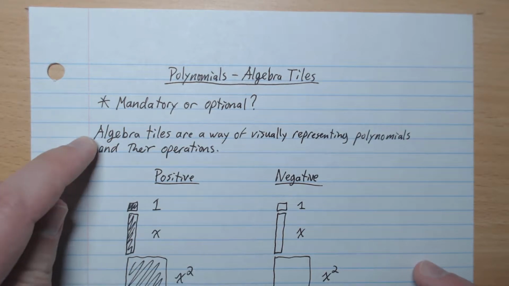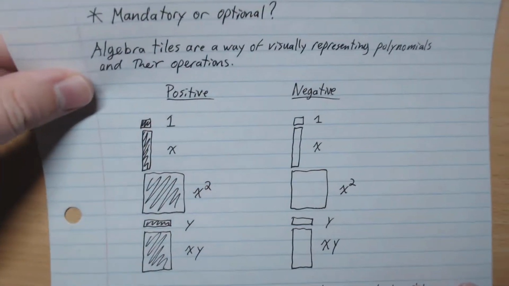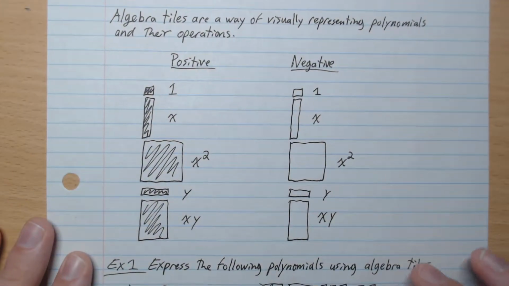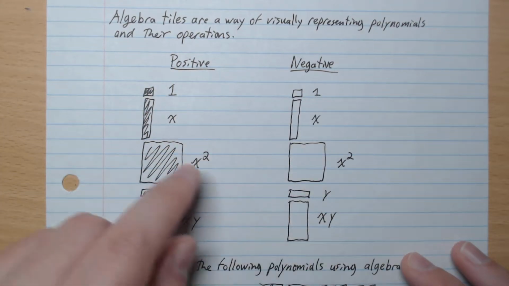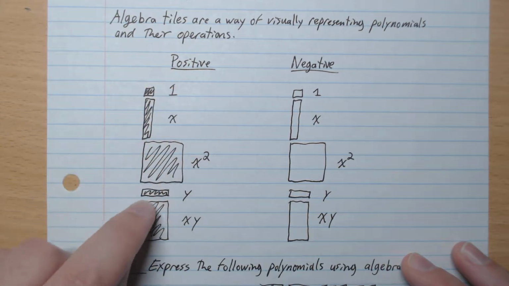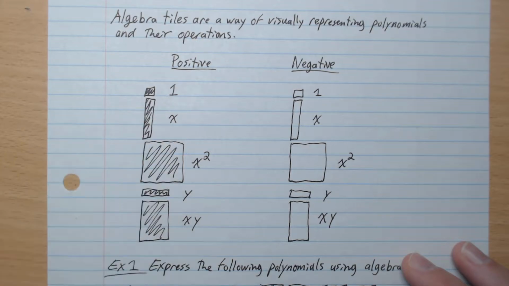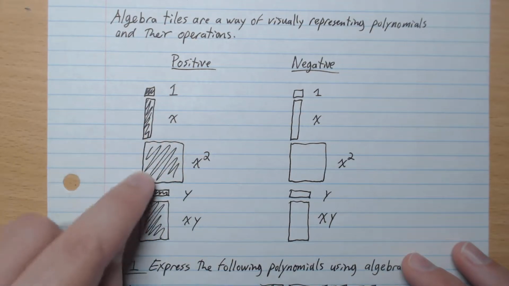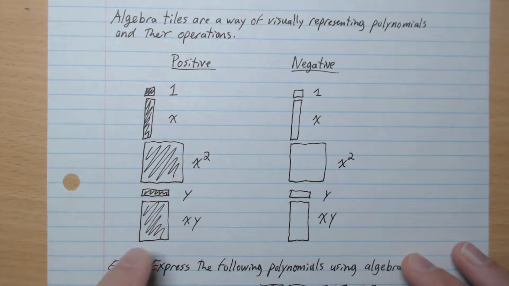So algebra tiles are a way of visually representing polynomials and their operations. So what do algebra tiles look like? We have positive values and negative values. If it's colored in, it's positive. See how these are all colored in? This is a positive 1, positive x squared, x by x. Y, so 1 by y, like that. And xy, x by y, like that.